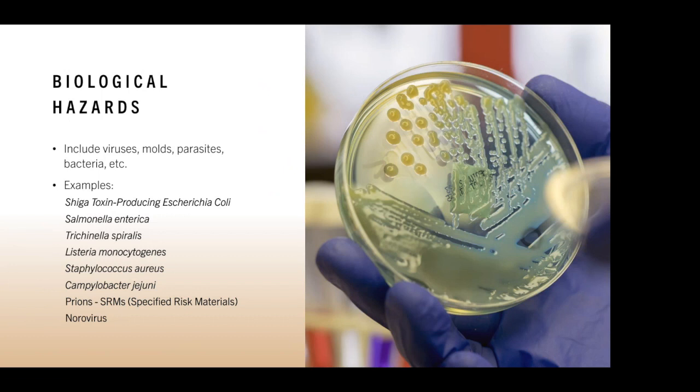Viral hazards would be something like norovirus. Parasitic hazards could be something like Trichinella spiralis in pork. Molds may be hazards as well. Prions, or altered proteins, may be hazards as well. Specifically on the screen are the prions related to BSE, or bovine spongiform encephalopathy, or what is known as mad cow disease.